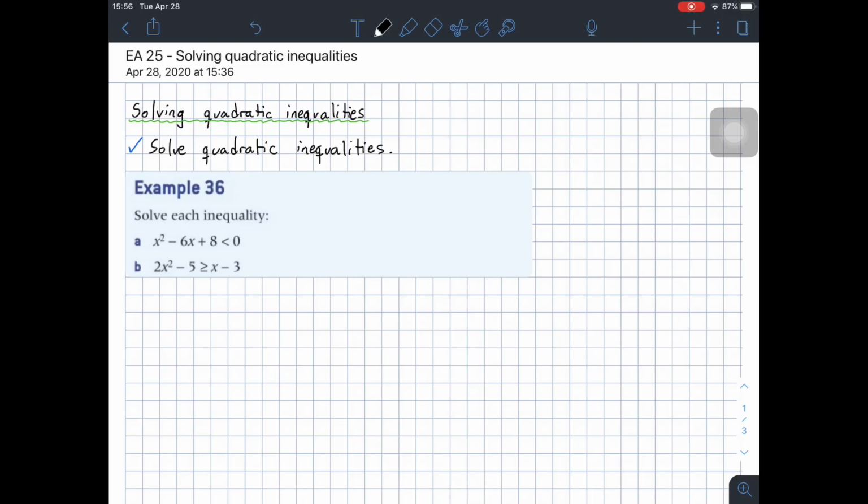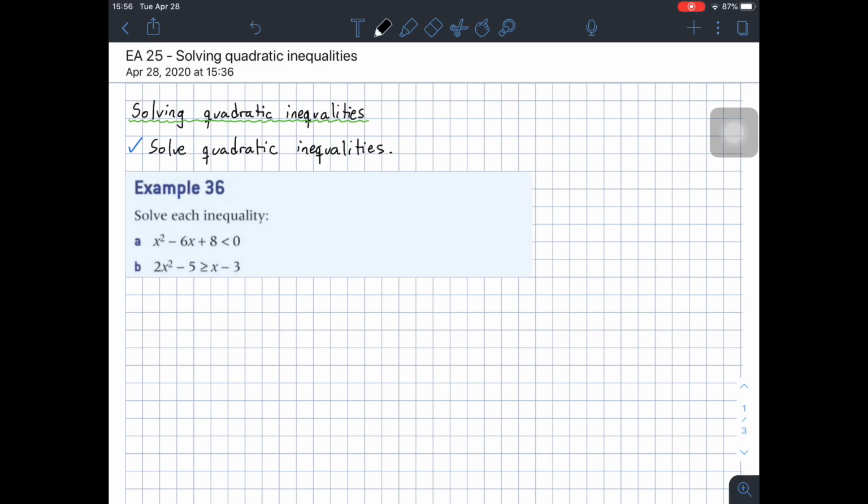Today we're going to see electronic assignment 25, which is solving quadratic inequalities. There's no new theory for this part, it's just solving different types of exercises. So let me show you how this works.